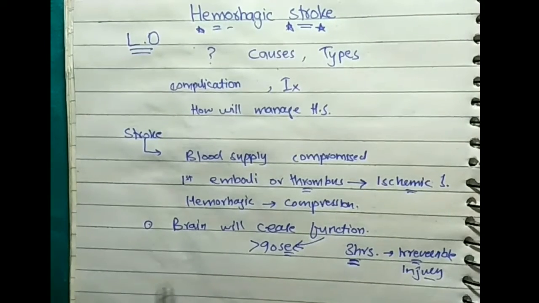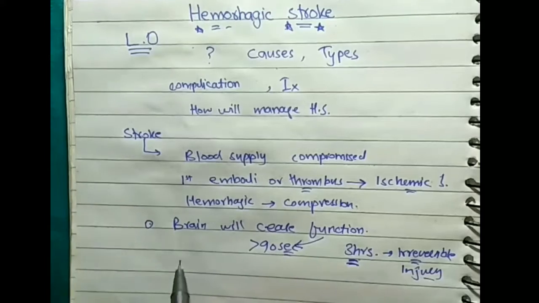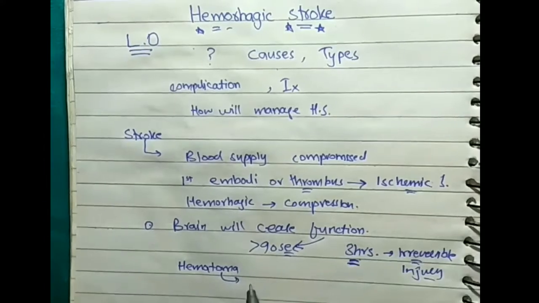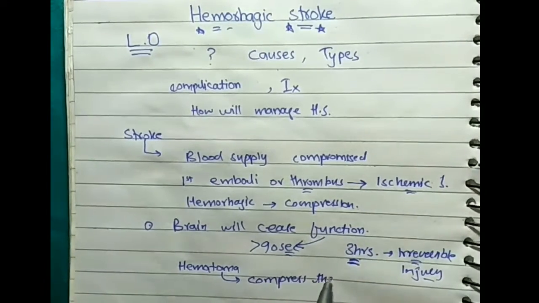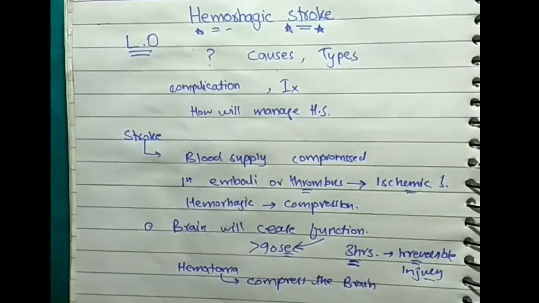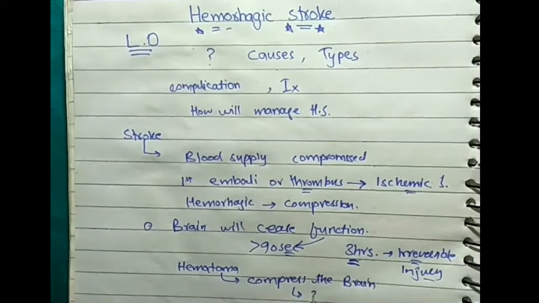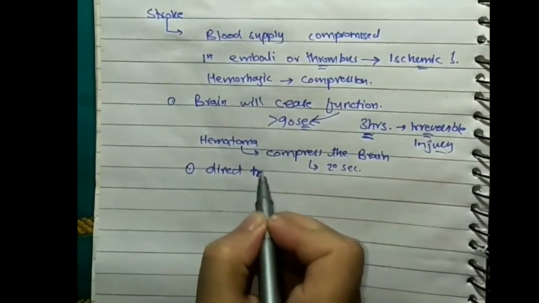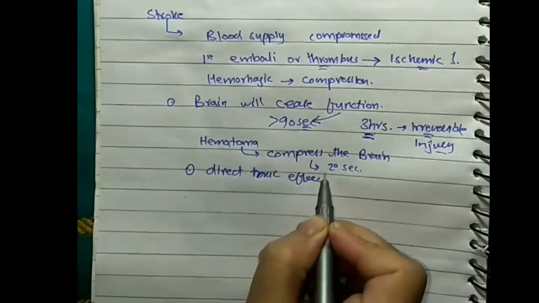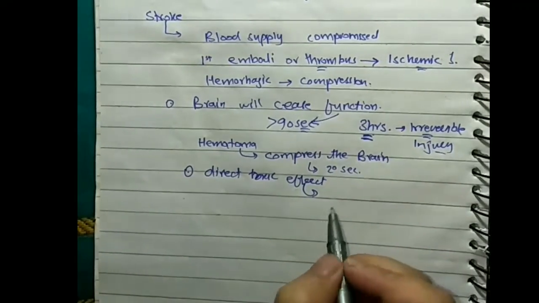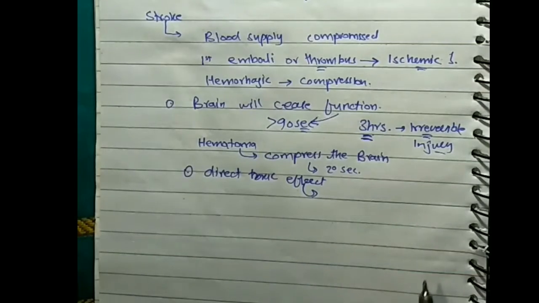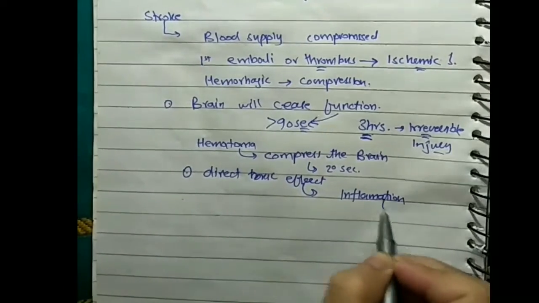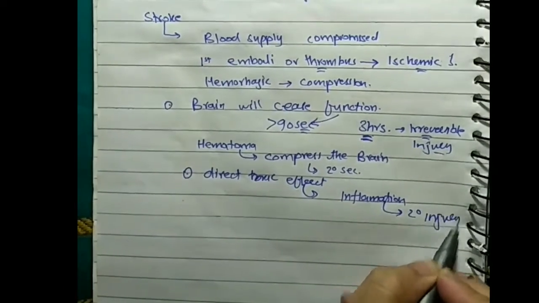In hemorrhagic stroke there is formation of a hematoma. The hematoma causes compression of brain matter, which causes secondary ischemia. There is also a direct toxic effect of blood. When blood leaks into brain matter, the toxic effect of blood causes inflammation, and inflammation causes secondary injury. This is another condition.